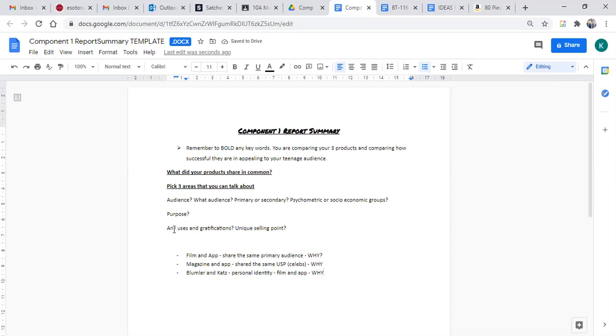So that would, for me, be my little plan. They're the 3 things I'm going to talk about, and I'm just going to explain why, what they shared in common, and how they appeal to a teenage target audience. So I'm going to put that in bold because that's what you need to bear in mind when you're talking about each paragraph. What from these things made them appeal to the teenage target audience. So I hope that kind of makes sense.